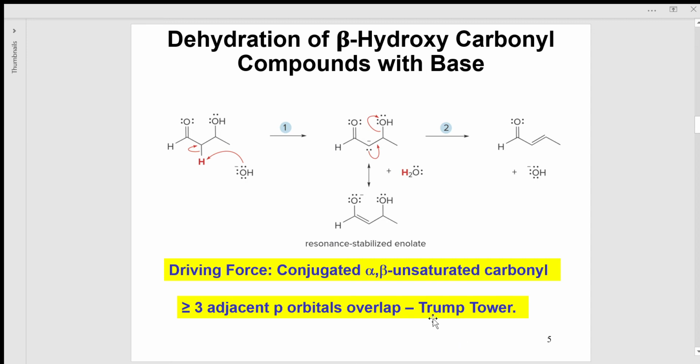So remember, I use the Trump Tower to describe the conjugated system, because compared to a small White House, the Trump Tower is much higher, much bigger, so the electrons have more space to play around. That reduces the energy, and that is also the driving force for why, in aldol condensation reactions, the final product is normally the alpha beta unsaturated carbonyl compound.